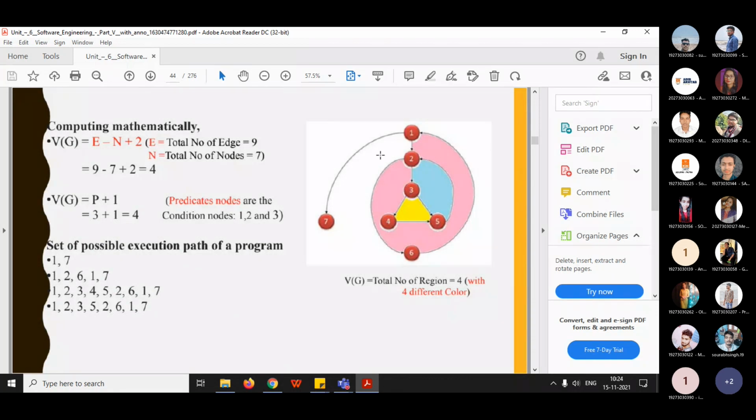So that's why in this given graph, the number of predicate nodes is 3, that is 1, 2 and 3. So the total number of predicate nodes is 3, and if you add 1, then we get 4. So whether you calculate with this formula or this formula, the result is the same, but you need to remember that according to the situation you need to apply the formula. If you are given the number of predicate nodes in your exam, you can use this formula and calculate the number of regions, and if you are given edges and number of nodes, then you can calculate the number of regions using this formula. So based on the situation you need to apply these formulas.